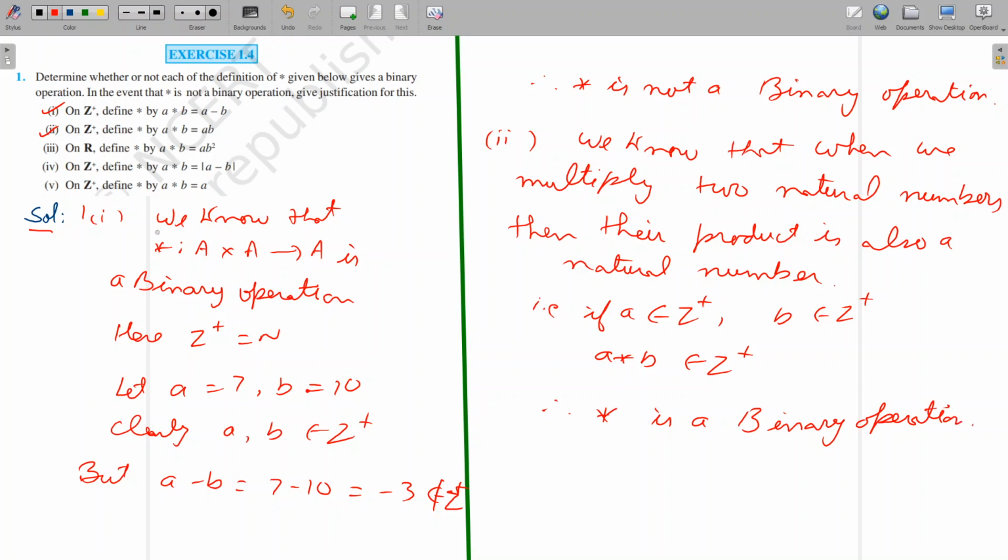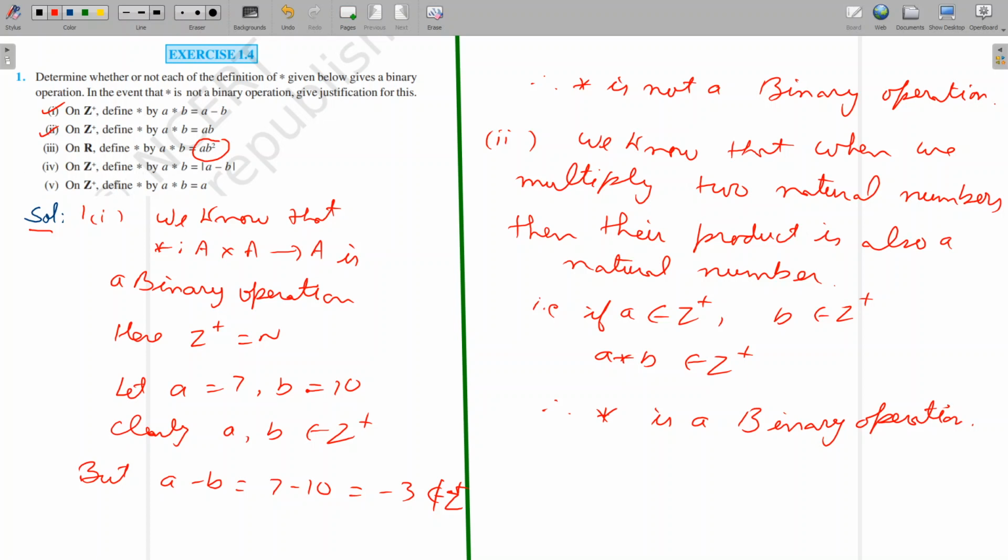So this is the answer of the second one. And as far as the third one is concerned, it is very simple, because it's defined on R: A star B equal to (AB) square. We know that whenever we take the square of two real numbers, it is again a real number. And if you multiply two real numbers, then also it is a real number. Therefore, (AB) square will always be a real number when A and B are real numbers. So this star will be, in this case, a binary operation.